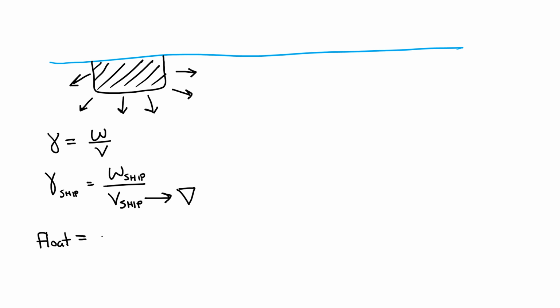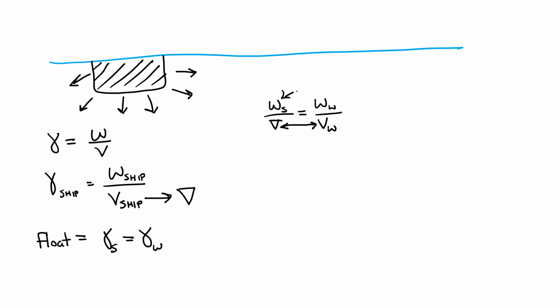The ship will float when the specific weight of the ship equals the specific weight of the water. So if we write this out, the weight of the ship divided by the volume of the ship, volumetric displacement of the ship, equals the weight of the water divided by the volume of the water. Now, of course, the denominators are always going to be the same because of this. Whenever the ship sits in the water, it will displace the same amount of water.